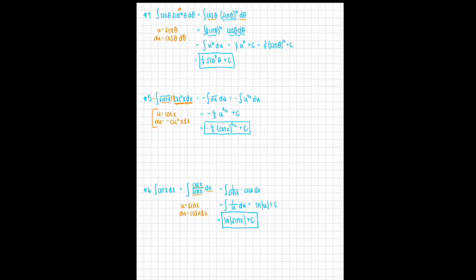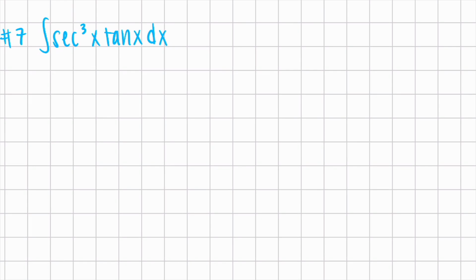Okay, let's do one more. All right, so I have secant cubed, and then I have tangent. So since secant is being cubed, that's kind of your clue that you want u to be secant of x. Now the derivative of secant of x is secant of x tangent of x. So I'm going to get secant x tangent x dx. So I'm going to do a little bit of maneuvering because I have tangent of x dx, but I want secant tangent dx.